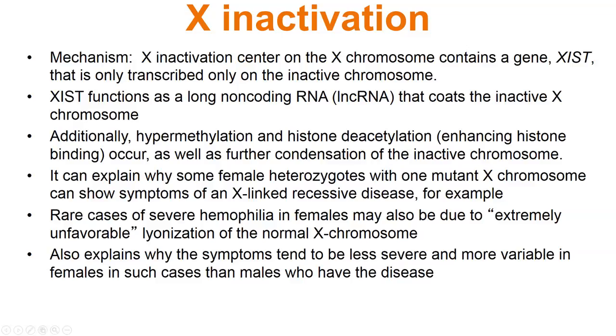So how does the mechanism actually work? There's a region on the X chromosomes called the X inactivation center. And there's a gene within that X inactivation center called XIST. Okay? And that's only transcribed on the inactive chromosome. So that's part of the region that's still going to be transcribed on that chromosome. They know that because they can look at males who only have one X chromosome and they don't shut it off, and that gene is not transcribed there.